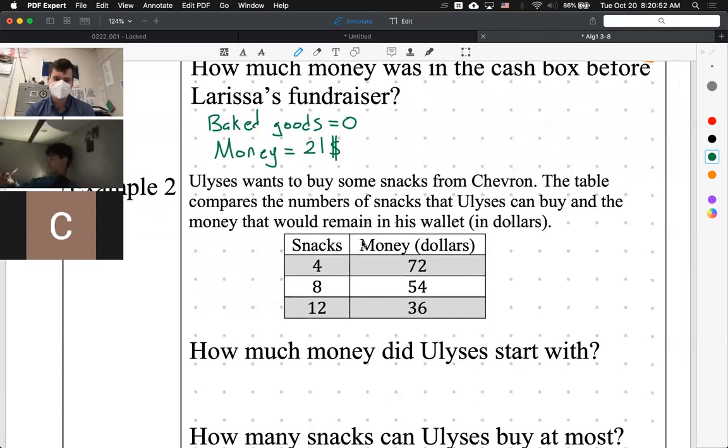Yeah, so man, Ulysses is just packing. Look at that. If he buys 4 snacks, he's still got $72 in his wallet. Why is he going to buy 12 snacks? And he'll still have $36 left over. Dang. Man, he's buying all the snacks.